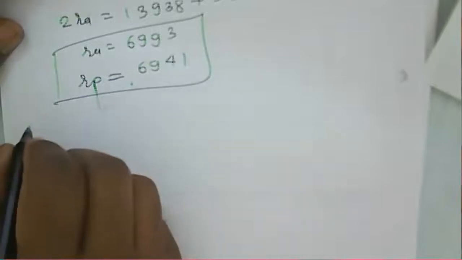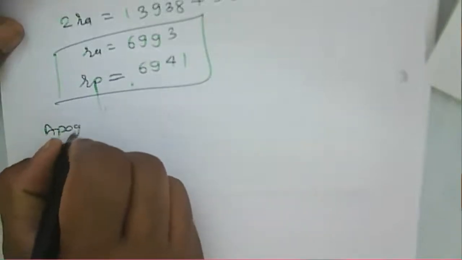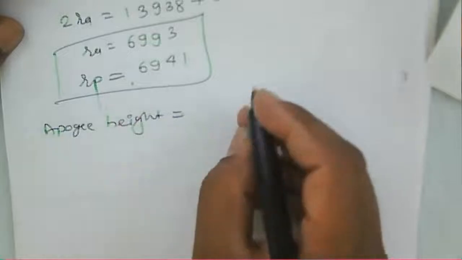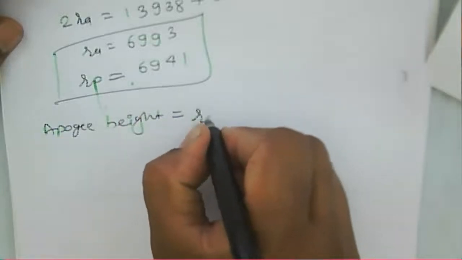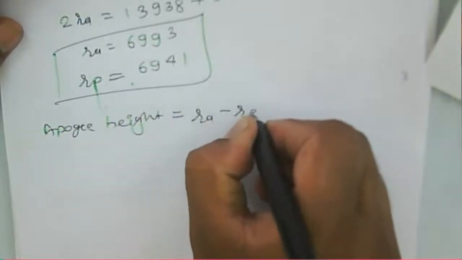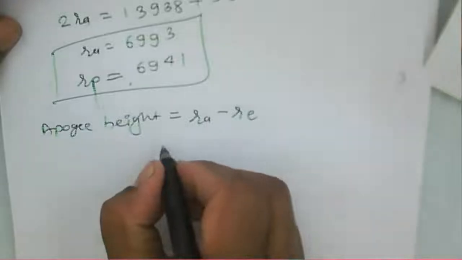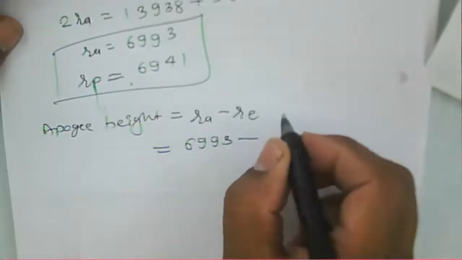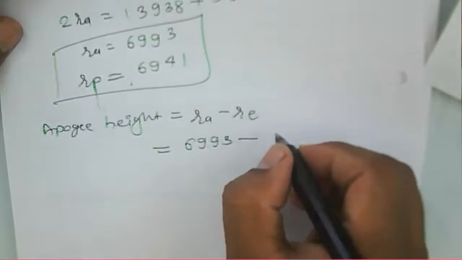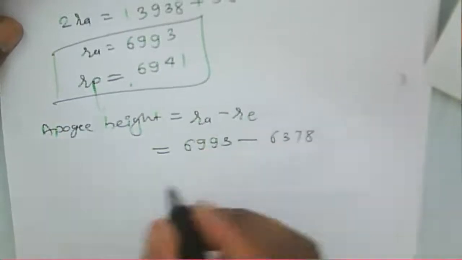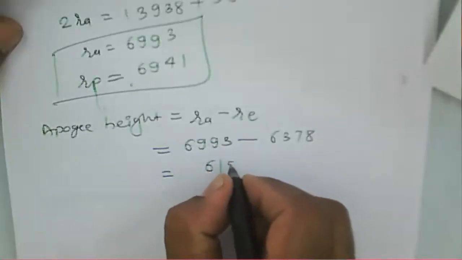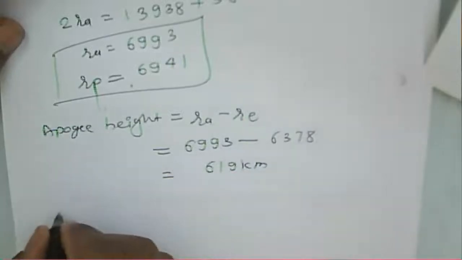Now our aim is to find the apogee height. That apogee height is equal to RA minus the earth radius. RA is equal to 6997 minus the earth radius, which is 6378 kilometer. So after solving that, we'll get 619 kilometer.